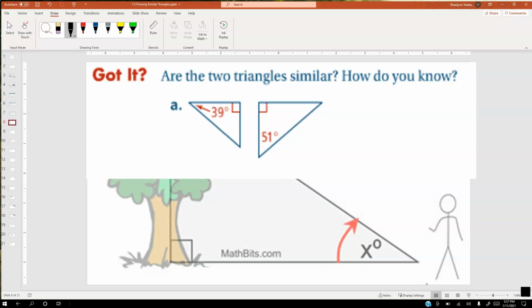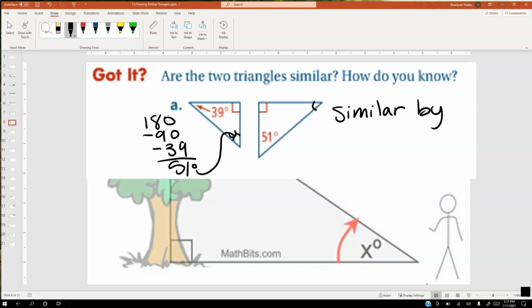So first off, we're going to try and figure out if these two triangles are similar. We're given 39 degrees and 51 degrees, and 90 degrees. I can easily find the missing angle in one of them. I'm going to pick the 39 one. So I'm going to do 180 minus 90 minus 39, and I get 51 degrees. So if that's 51 degrees, these two triangles share two angles, at least. They'll share all three. So I can say that these triangles are similar by angle similarity. Notice it's not congruence, it's similarity.